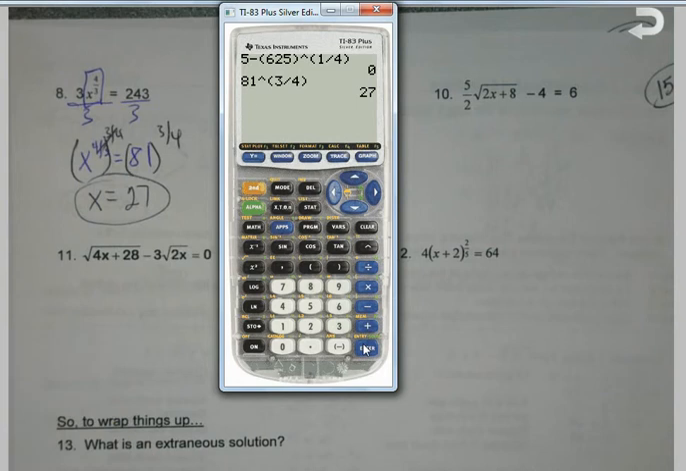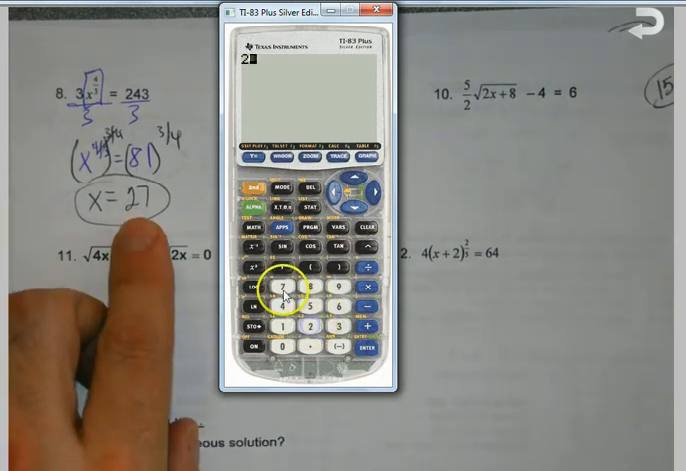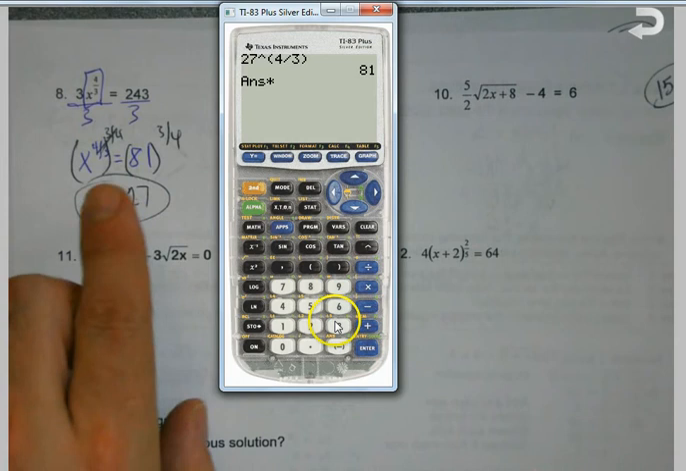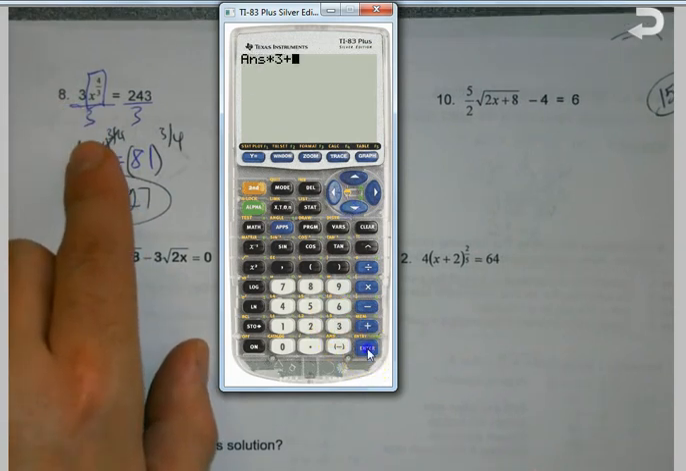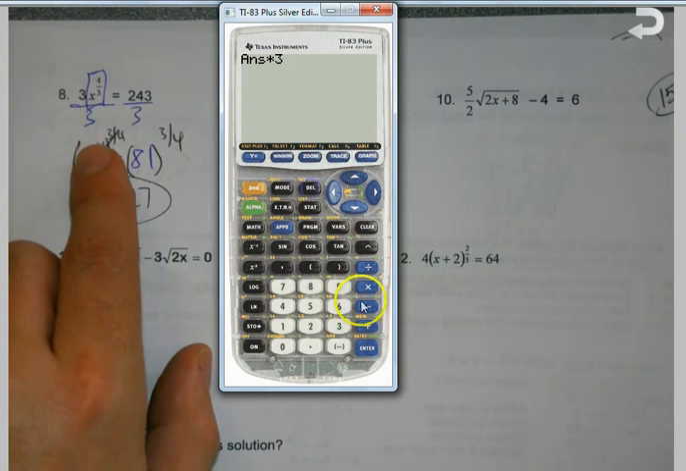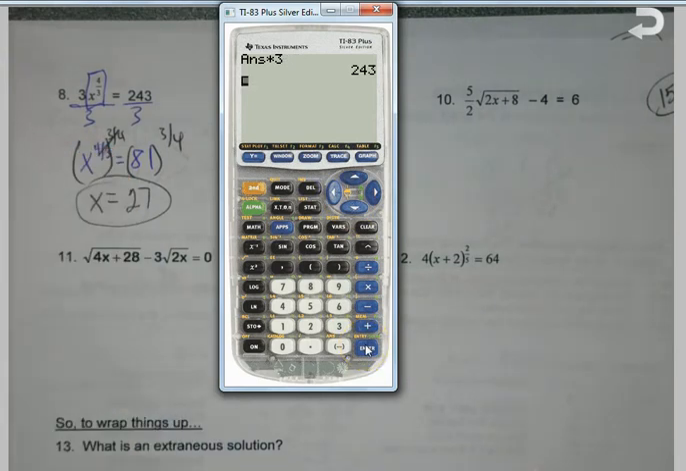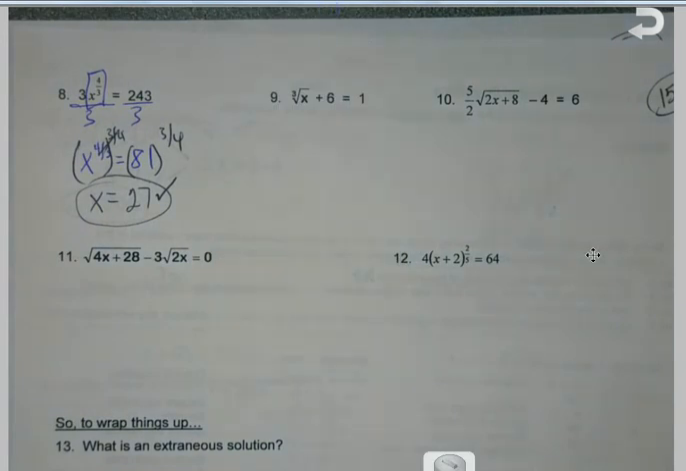And now, if you do go to plug it into the calculator to check, notice how before when we did the story problem, we wanted to do things in pieces. We're going to do things in pieces again. I'm going to do the 27 to the 4/3 first, and then multiply it by the 3. And whoops. And I get my 243. That works. So those are the types of things that we're trying to do with this.